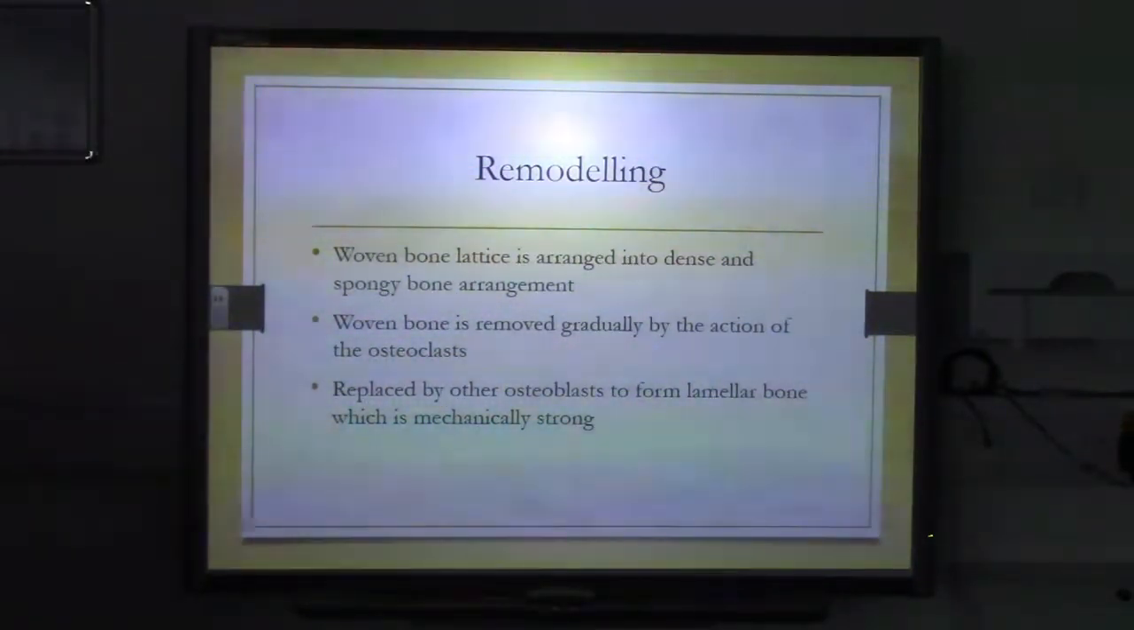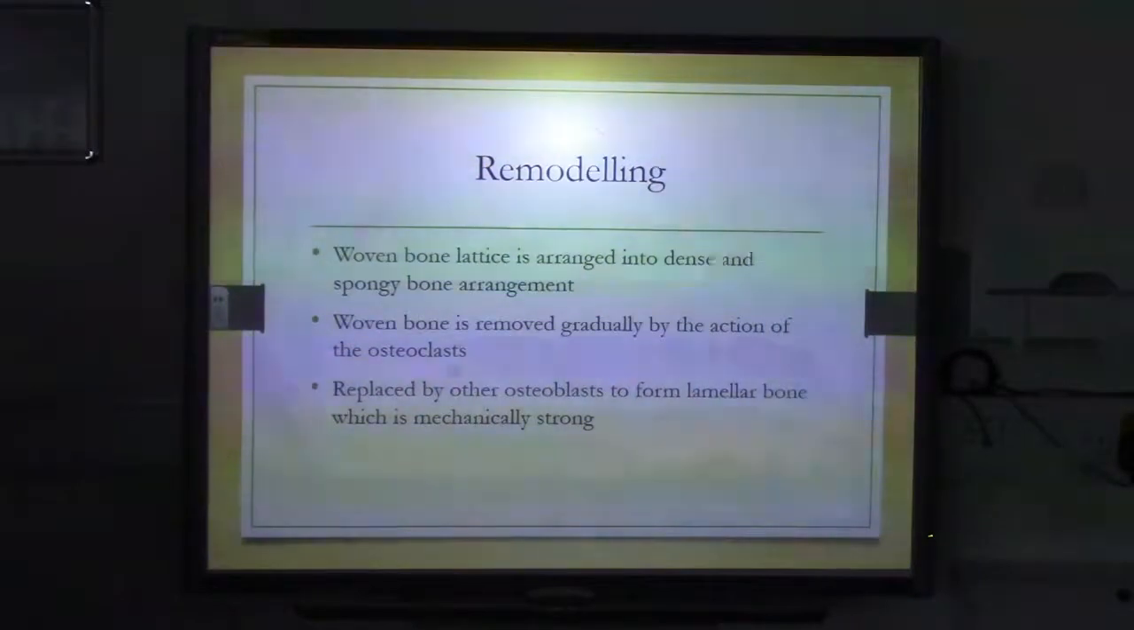Within the remodelling phase, that woven bone is arranged into a dense and spongy bone arrangement, so it has an equal amount of mechanical function as well as a metabolic function. At this point we need the woven bone to become mechanically strong. Therefore, in order to achieve a mechanically strong bone, the fracture healing cascade initiates a second resorptive phase, and it does this in order to remodel the woven bone into a lamellar bone structure, which is mechanically strong.